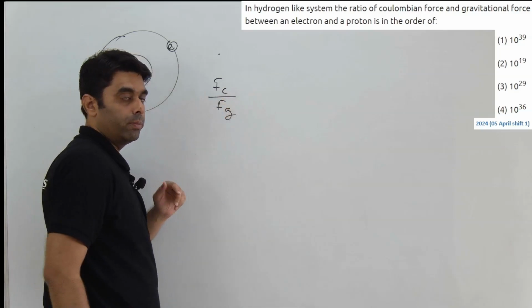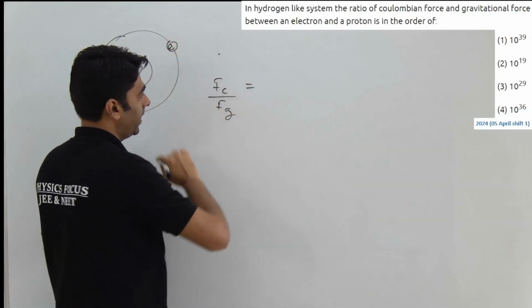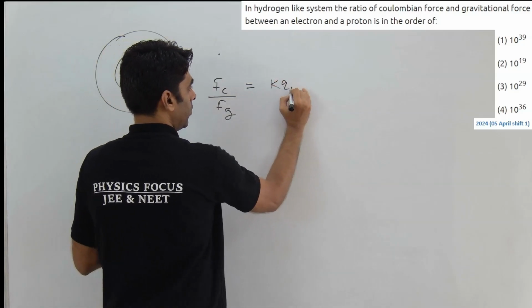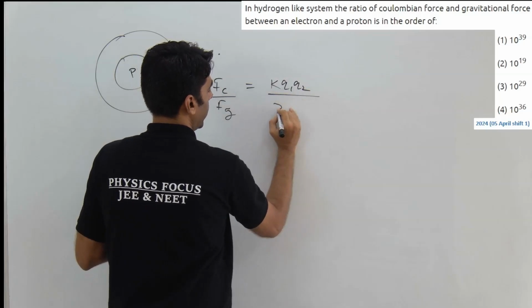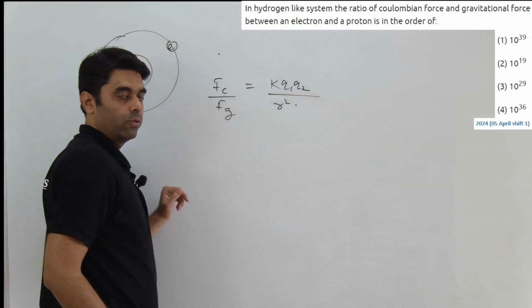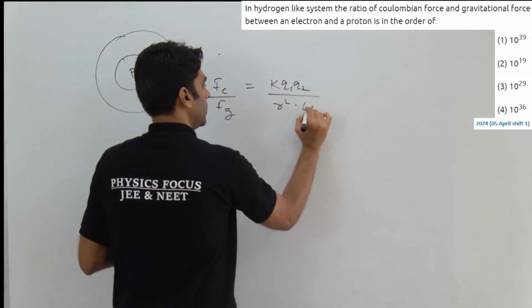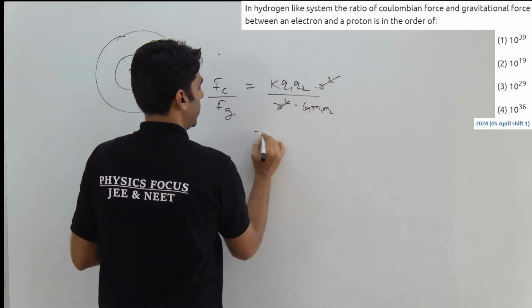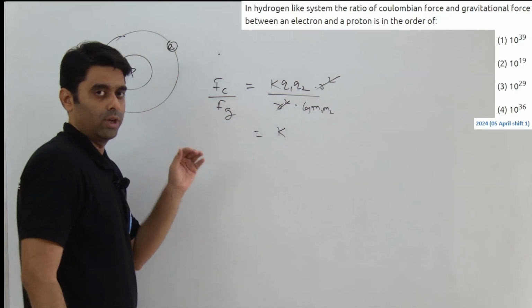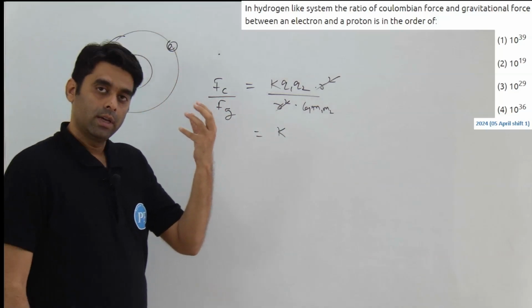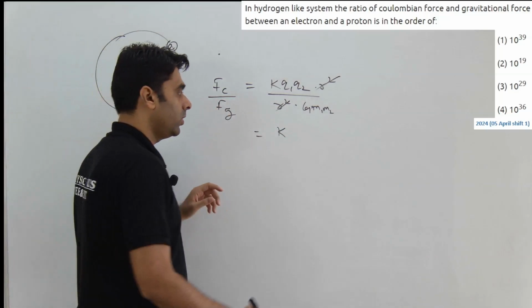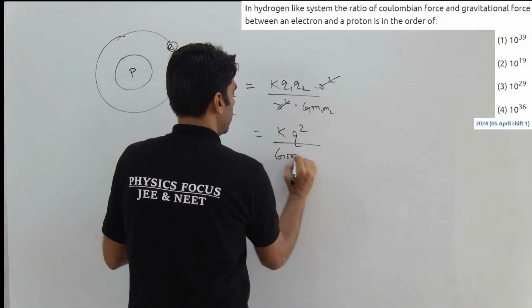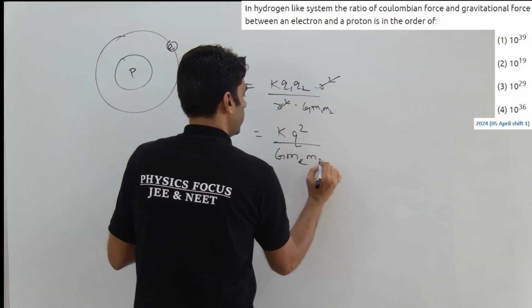What is our Coulombic force? For this pair, if I have to write down the Coulombic, or electric, force, it will be K Q1 Q2 by R square. Gravitational force will be G M1 M2 by R square. Ultimately, we get K Q1 Q2 by G M1 M2. Now, for an electron and a proton, the magnitude of charge is the same only. So we can write K Q square by G, mass of electron, mass of proton.